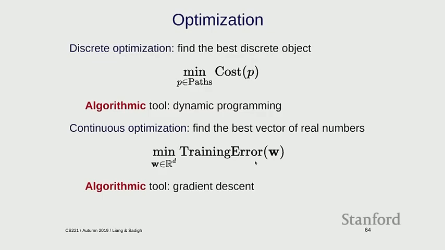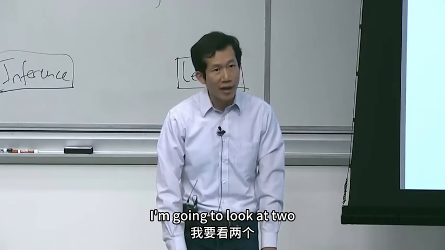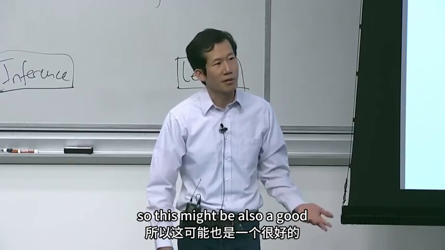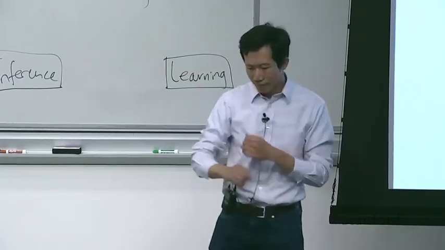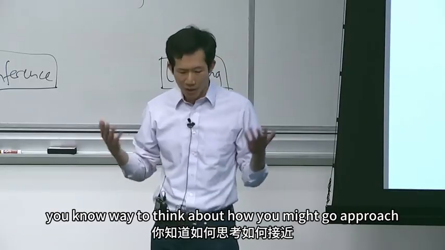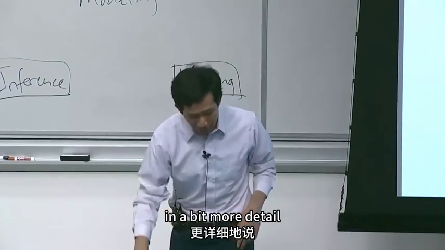And we're going to show that gradient descent is an easy and surprisingly effective way of solving these continuous optimization problems. Okay, so to introduce these 2 ideas, I'm going to look at 2 problems and work through them. This might also be a good way to think about how you might approach homework problems, talking through this in a bit more detail.